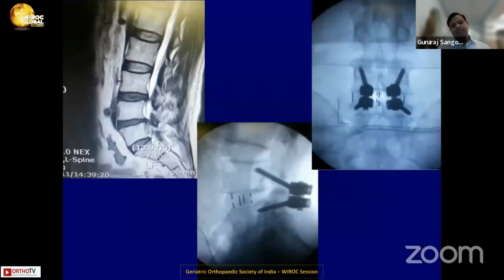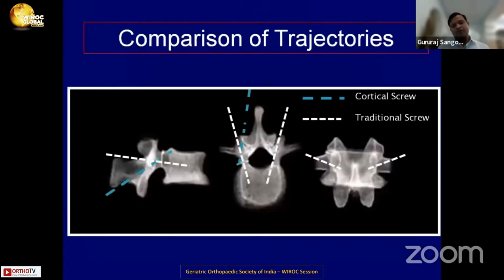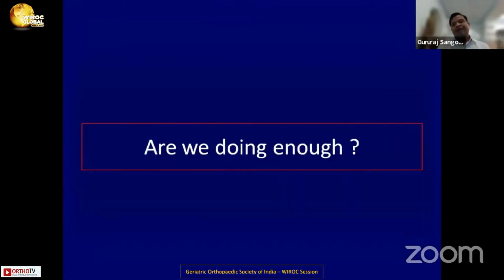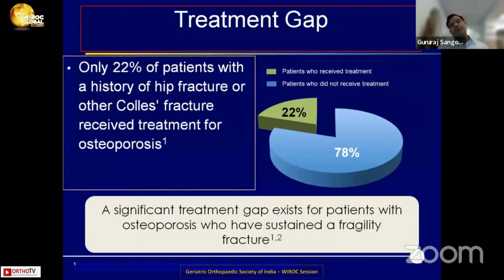This is a new technique called cortical screws. The angle of this is totally different from pedicle screws. In pedicle screws, you go from medial to lateral. Here you go from medial to lateral and inferior to superior. But then, by doing fixation, are we doing enough? No. It is found that only 22% of surgically treated patients with osteoporotic fractures are treated for osteoporosis medically.